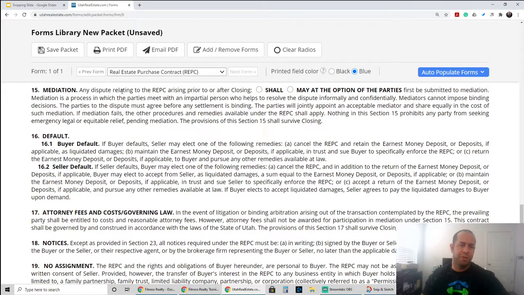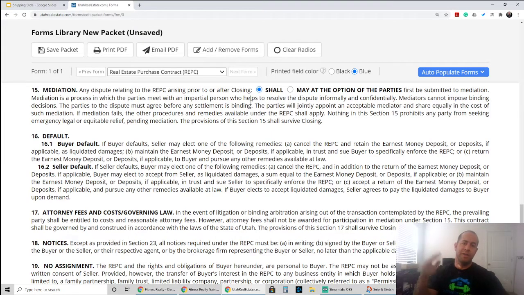Mediation, any dispute related to the REPC. I usually mark shall here to let people know that we're going to go to mediation first to try to save everybody money before going to court. But there are a lot of agents that love to withhold or maintain that control. If they want to go to court, then they want to skip mediation. But I like to work with people, right? So shall is the one that I normally use.